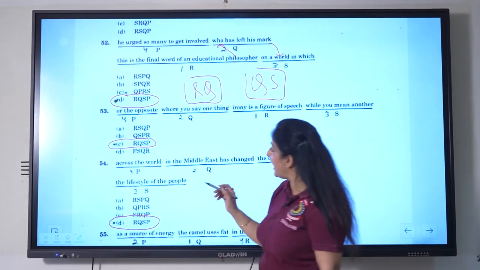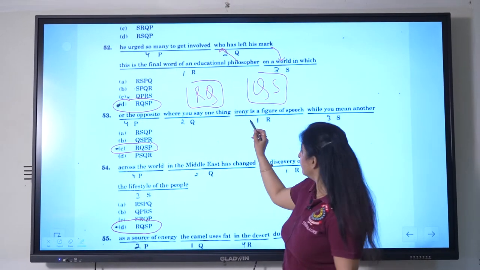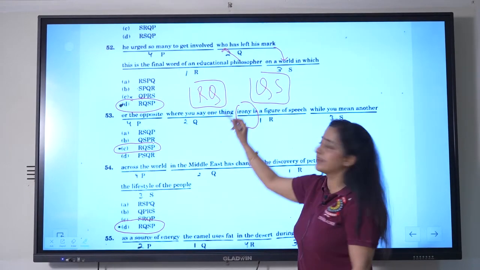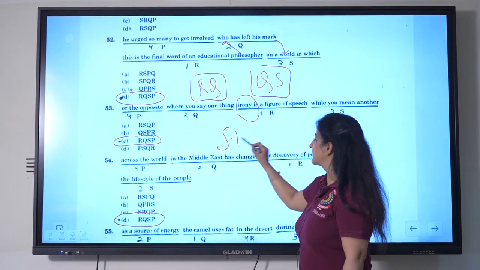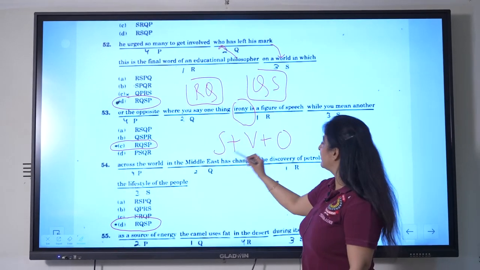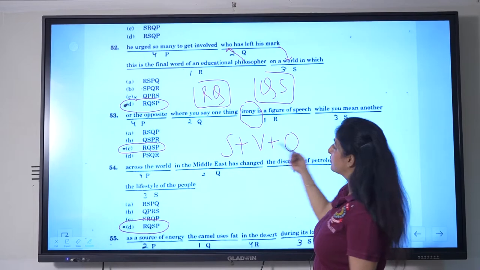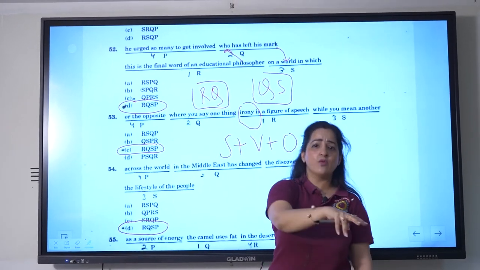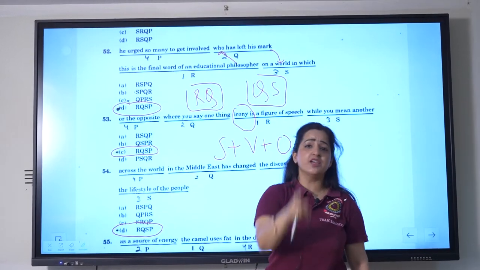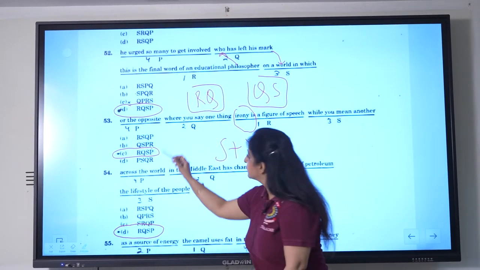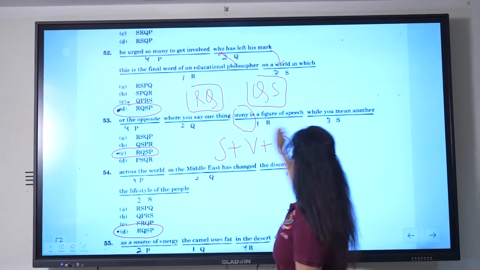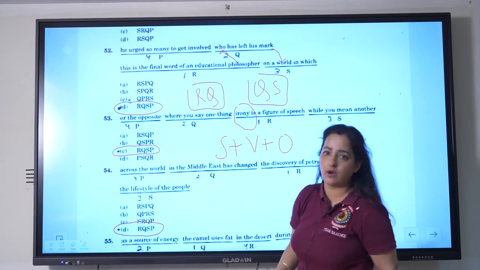Question 53, RQSP. Irony is a figure of speech. This is your subject, irony. So if you notice, this kind of a structure do we not follow for ordering subject, verb and object? So irony is a figure of speech, and what do you do in this figure of speech? You say one thing and you mean another. Kehte kuch ho, matlab kuch aur hota hai. Hindi mein vidambana, right? So figure of speech, where you say one thing while you mean the opposite.